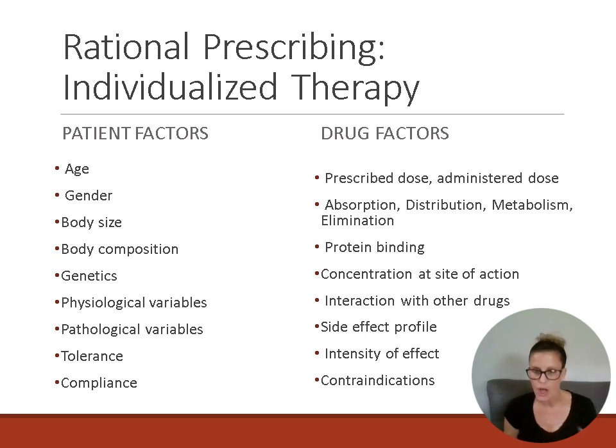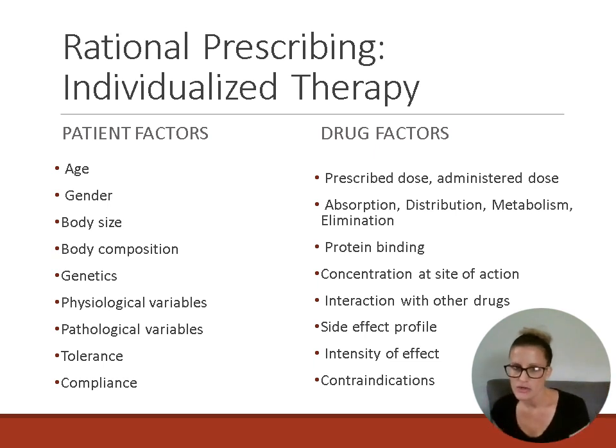Genetics come into play. Physiological variables, we're going to talk about a lot of these things in a little bit. Pathological variables. Tolerance: has the patient been taking this drug for a long time, or is this their first time taking it? And then compliance. So compliance, again, is the patient taking the drug as prescribed or as intended?